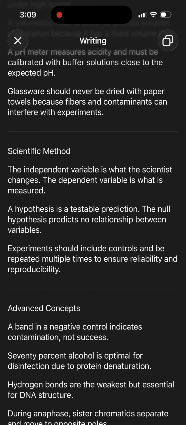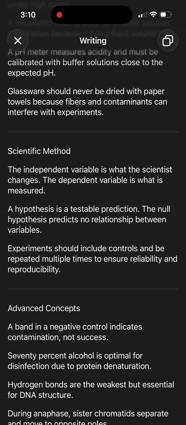Advanced concepts. A band in a negative control indicates contamination, not success. 70% alcohol is optimal for disinfection due to protein denaturation. Hydrogen bonds are the weakest but essential for DNA structure. During anaphase, sister chromatids separate and move to opposite poles.